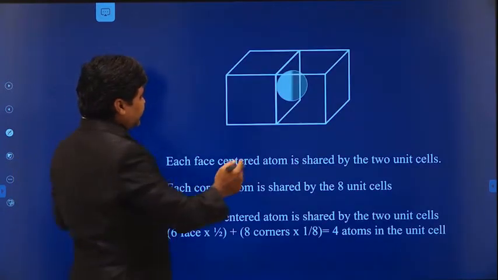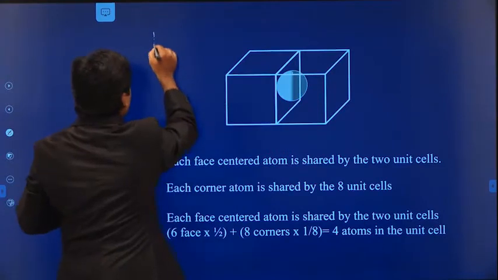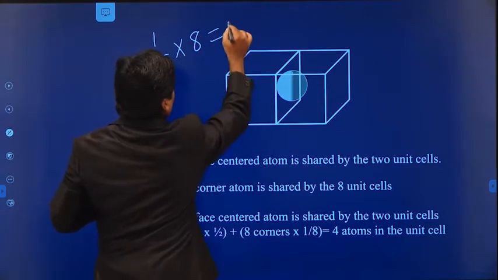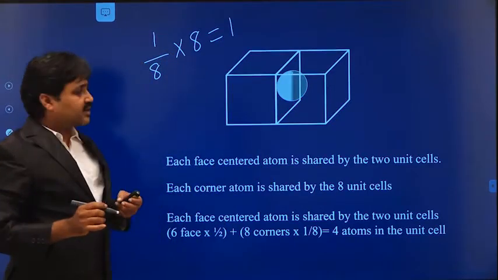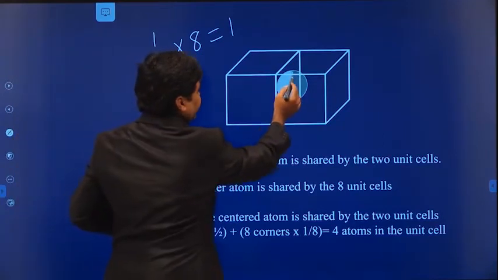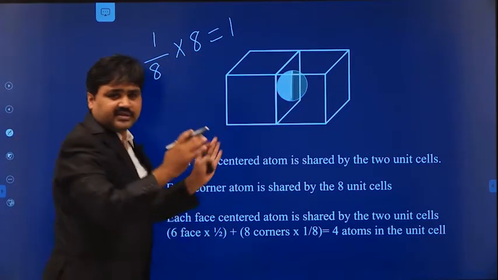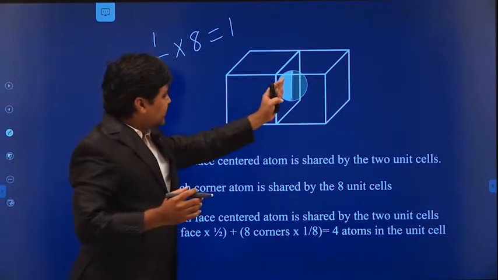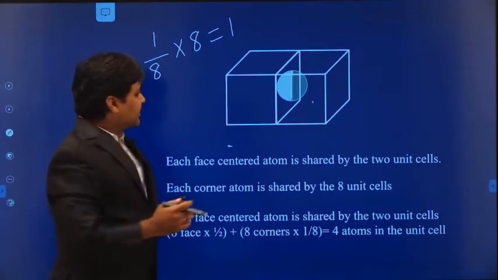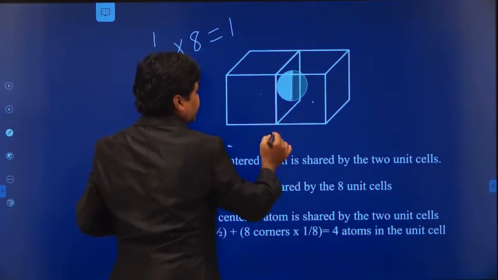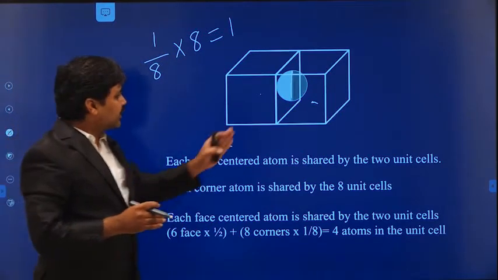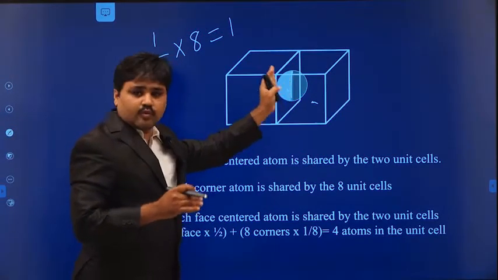As we have seen already, the contribution from the corner atoms is equal to 1 atom, since there are 8 corners, each contributing one eighth. Here you can see this face-centered atom is shared by 2 adjacent unit cells. That means this face atom is common for this unit cell and this unit cell. That means half of the atom belongs to this unit cell, and half of the atom belongs to the next unit cell. So the contribution from this face atom is only half.